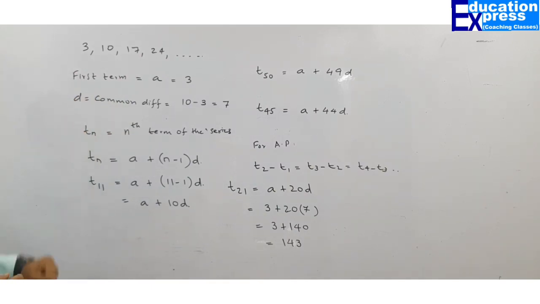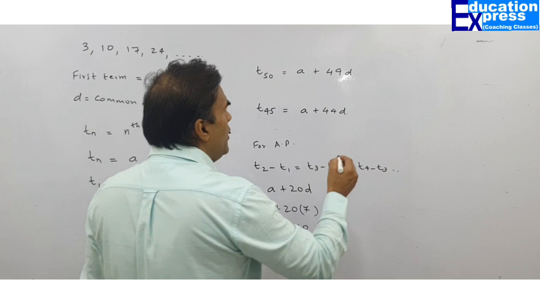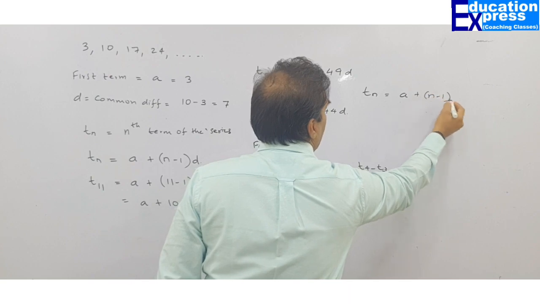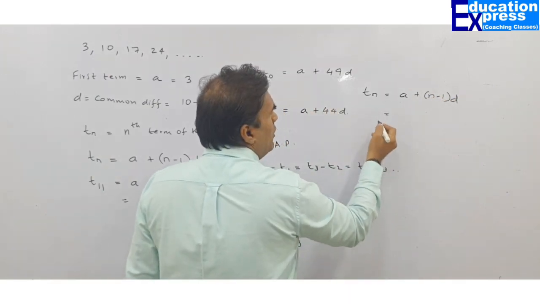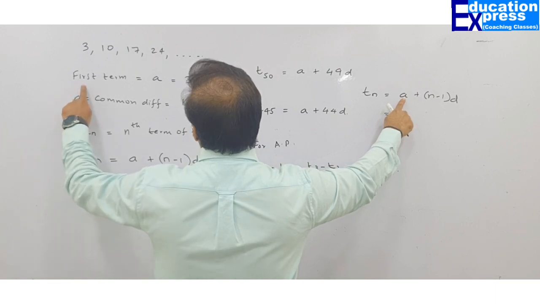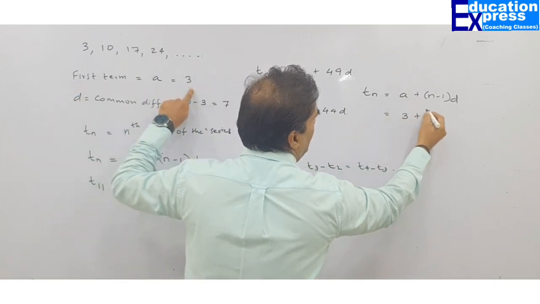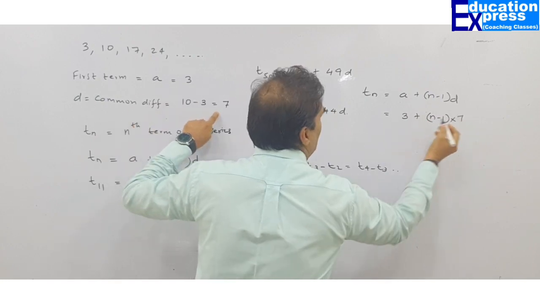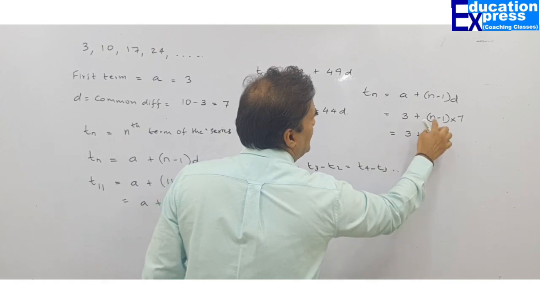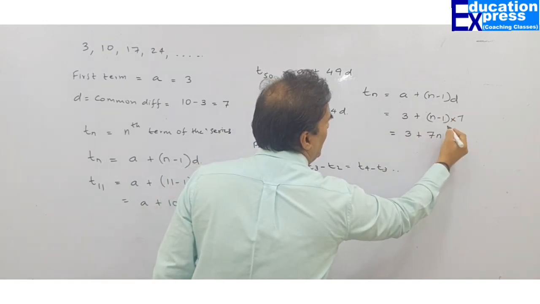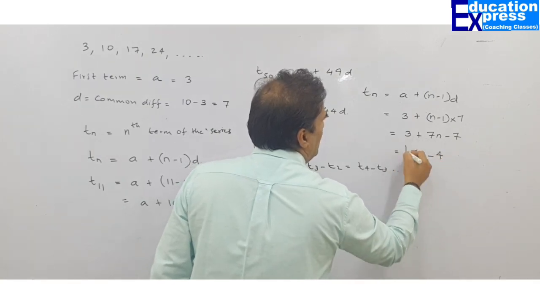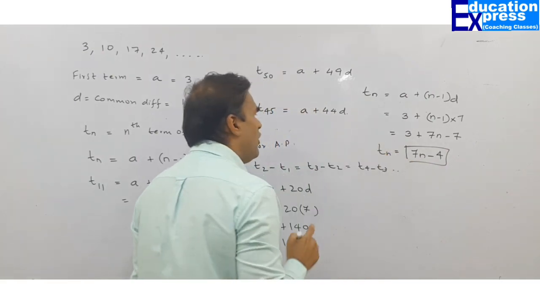Supposing you want to find out the nth term of the AP. So the nth term of an AP would be Tn equals a plus n minus 1 into d. Since we want the nth term of the AP, we will substitute a with 3. n is going to remain the same into d. d is given to us as 7. So when we open up 3 plus n into 7, 7n minus 7, that means 7n minus 4. This is the nth term of this AP.